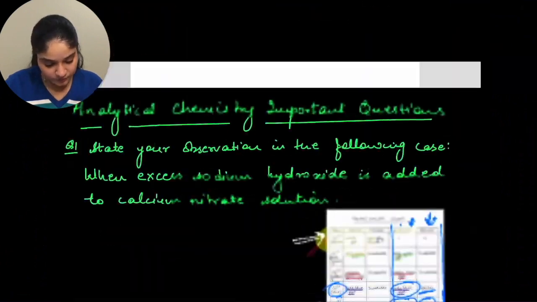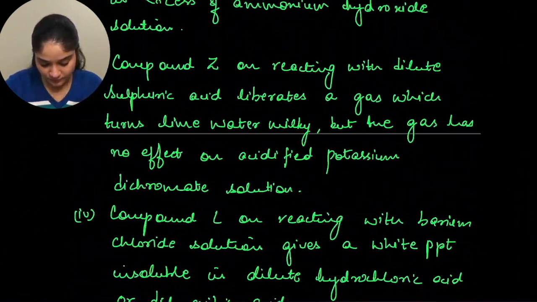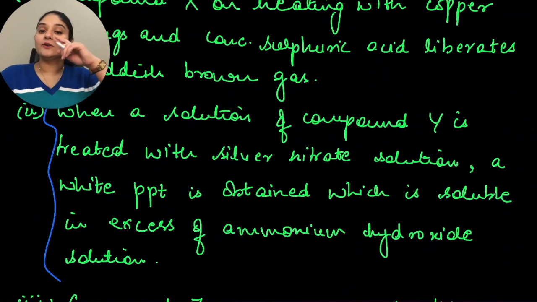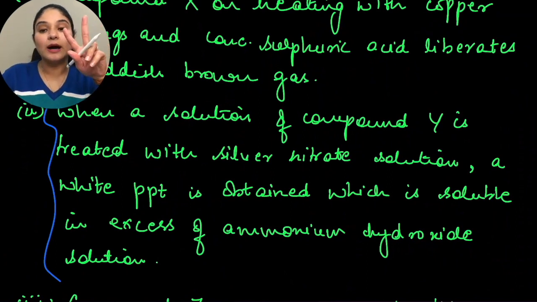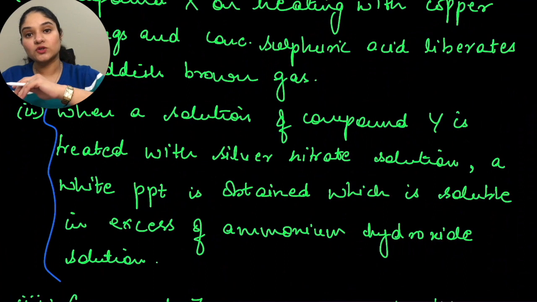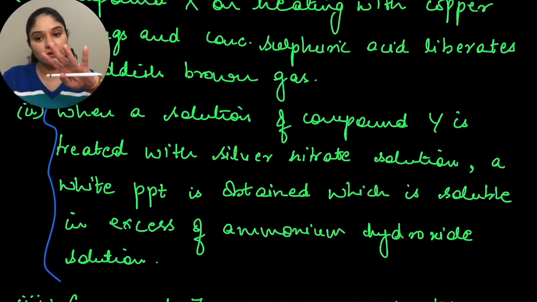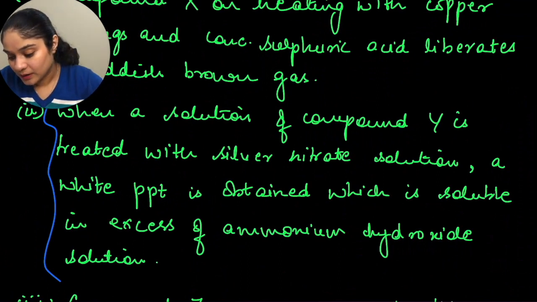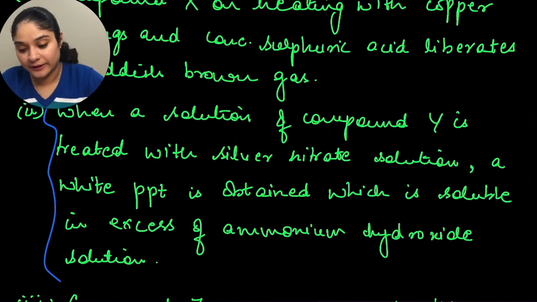So let me show you the question first. Alright. Now when a solution of compound Y. Now this one we have also covered, in which we are doing the observations. So we do have two different videos uploaded on the channel, in which we have the observations only for the 4 chapters that you have, study of compounds. So let's quickly look at this. When a solution of compound Y is treated with silver nitrate solution, a white precipitate is obtained, which is soluble in excess of ammonium hydroxide solution. So in this case, this particular compound is your chloride.